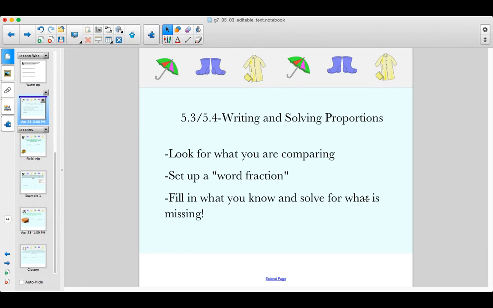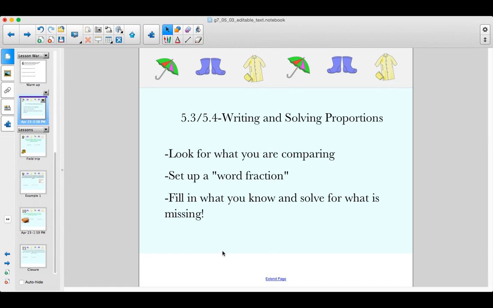word problem. So when you're reading through the word problem, first thing you want to determine is what are you comparing? What are the two things that we're talking about in that problem? Once you know that, then you can set yourself up a word fraction, like I had talked to you about last week with the ratios. And based off the word fractions, fill in what you know and solve for what's missing.